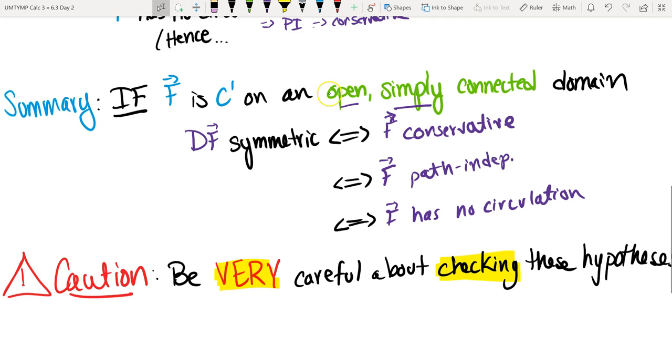I'll also mention that open you need in all of them. The qualifier of simply connected only applies with that derivative matrix. So for the other ones, f conservative implies path independence, you don't need simply connected. Similarly with no circulation. It's just for that derivative matrix, that Df, that you need a simply connected domain.